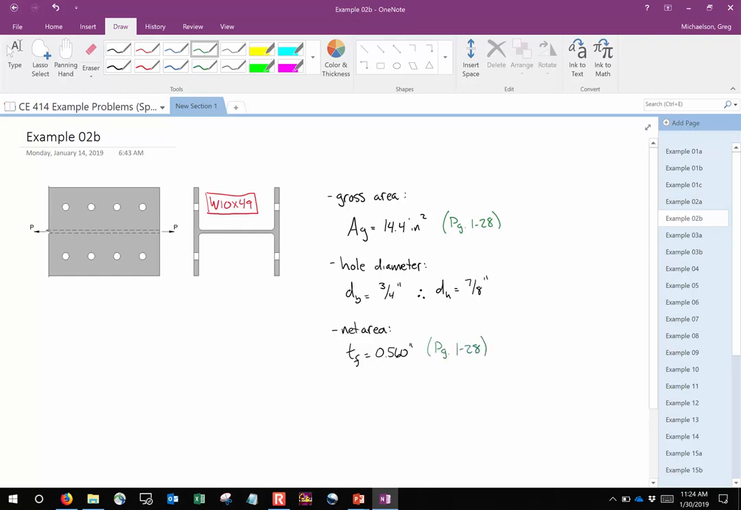So is everybody able to find that value? Remember, don't use the fractional value, use the decimal one. Sound good? All right. So therefore, the net area is the gross area minus 4 bolt holes.